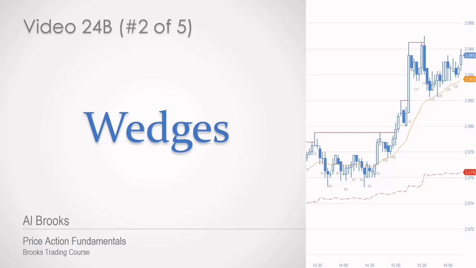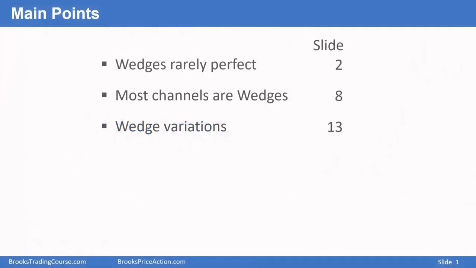This is the second of 5 videos on wedges. I'm going to begin by making the point that wedges are rarely perfect. I'll then move on to talk about how most channels are wedges, whether or not the channels are convergent. And finally, I'll discuss the many different types of wedges.